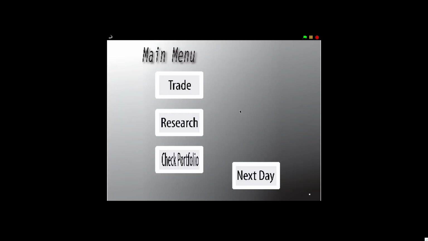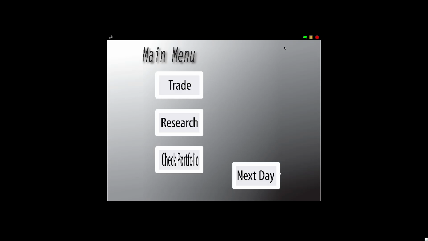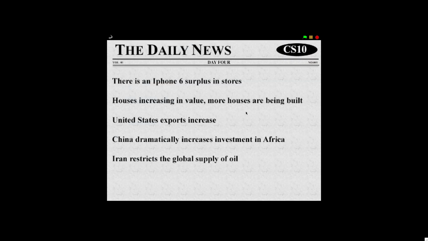Cool. Okay. Let's go to trade because then we can see. Oh, see, we can see that we are up $331. Woo! Go us. Okay, let's go to main menu. And we're just going to go to the next day, just so we can get to the end of the game, and I'll show you what else the game is.